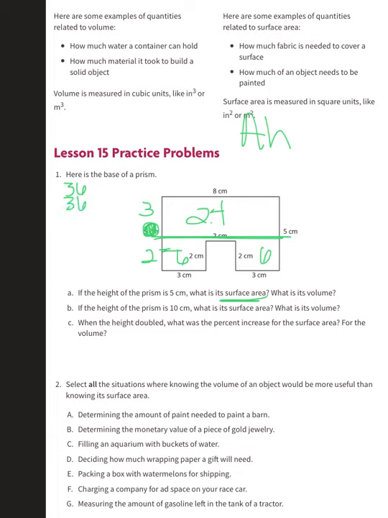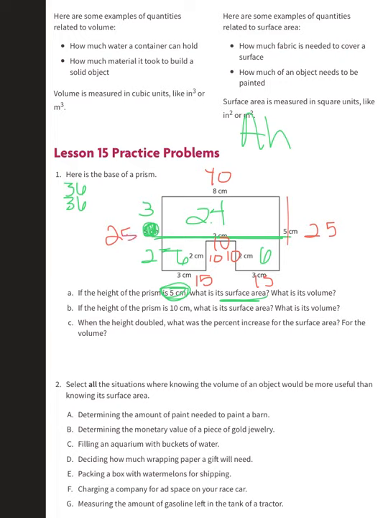Okay, now I need to find the area of all the sides. Well, it doesn't give me a picture, but it says that the sides are 5 centimeters tall. So all I'm going to do here is take each one of the sides of the shape and multiply it by 5. So 8 times 5 is 40. 5 times 5 is 25. 3 times 5 is 15. 2 times 5 is 10. 2 times 5 is 10. And 2 times 5 is 10. 3 times 5 is 15 again. And then 5 times 5 is 25 over here. So these are the sides.